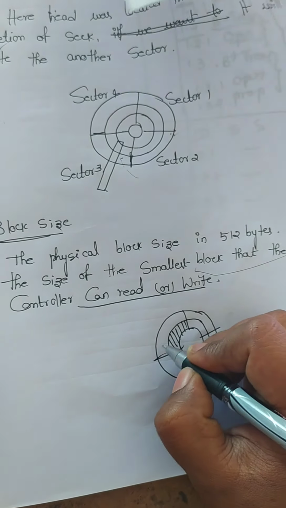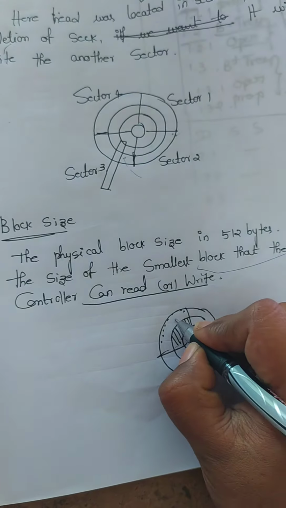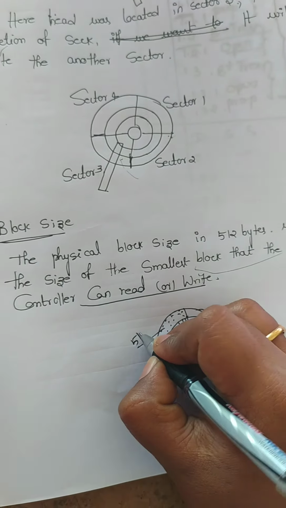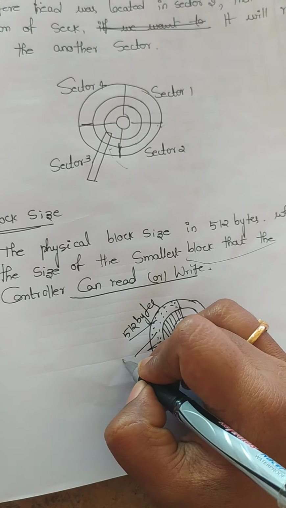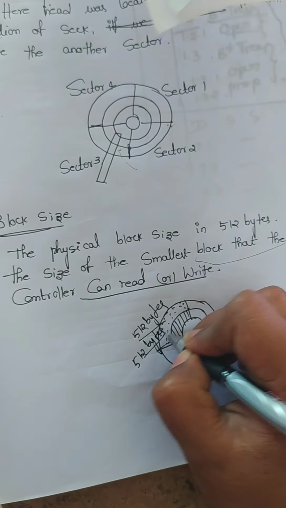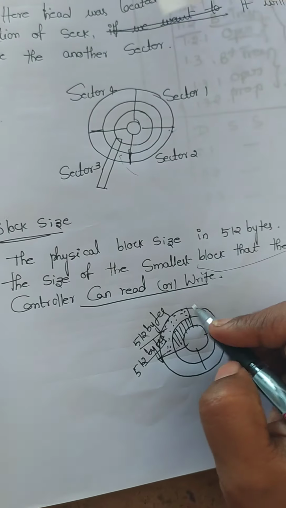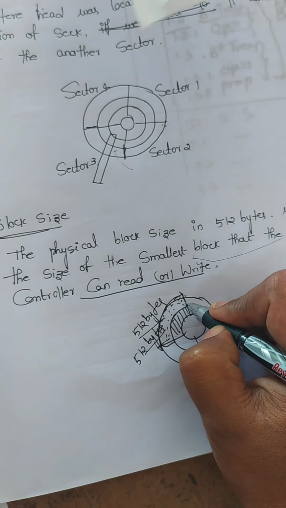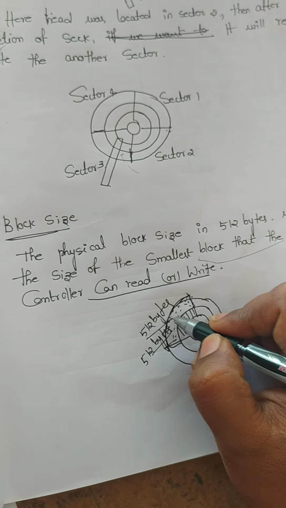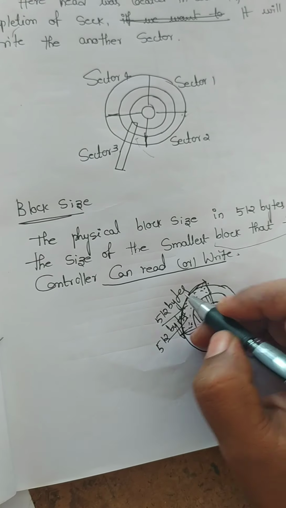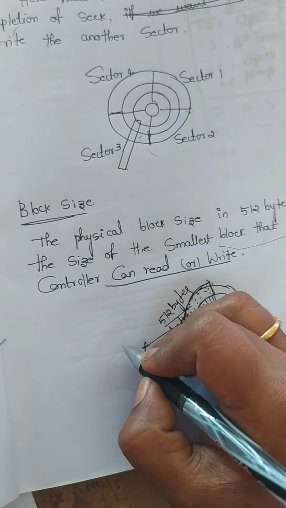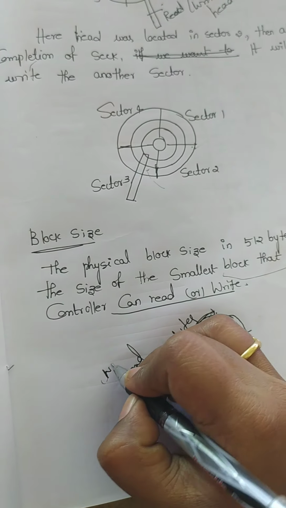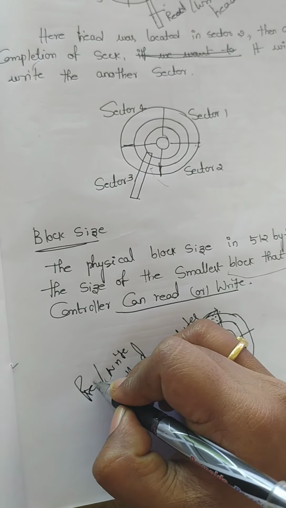This is a block. This is one more block. So this is 512 bytes, as well as this is 512 bytes. So this is the physical block size, as well as the smallest block that the controller can read or write, with the head pointer that may write or read.